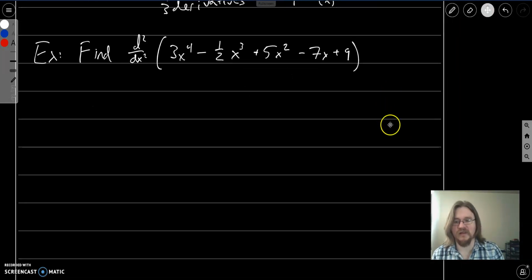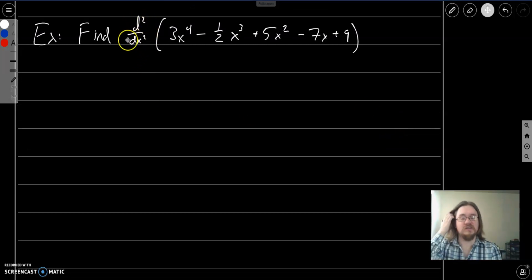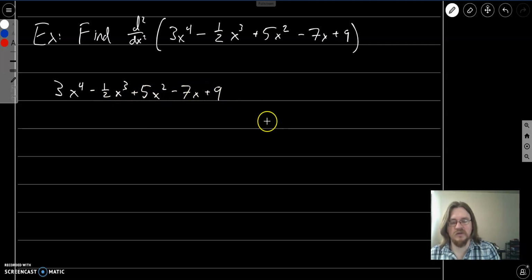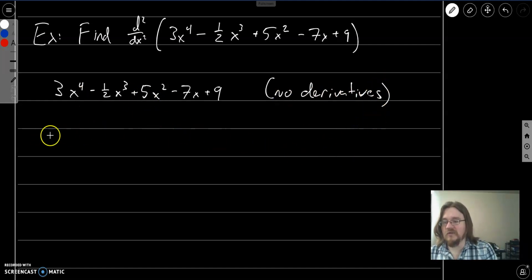So let's do that here. Let's say that I want to take the second derivative, d squared by dx squared, of this guy. So the first step, okay, we have this guy written down with no derivatives. So that's the initial function. Let's say that we want to take a derivative of this guy though. So let's take the derivative of all of this.